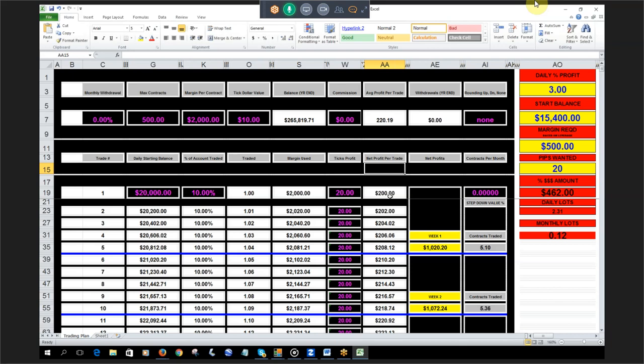So 200 is what percentage of 20,000? 10%. No, 1%. Thank you. So there's a potential to lose only 1% per trade, even though they're saying you're risking 10% of the account here. People don't understand how trading math works, and I won't get into that lesson at the moment.